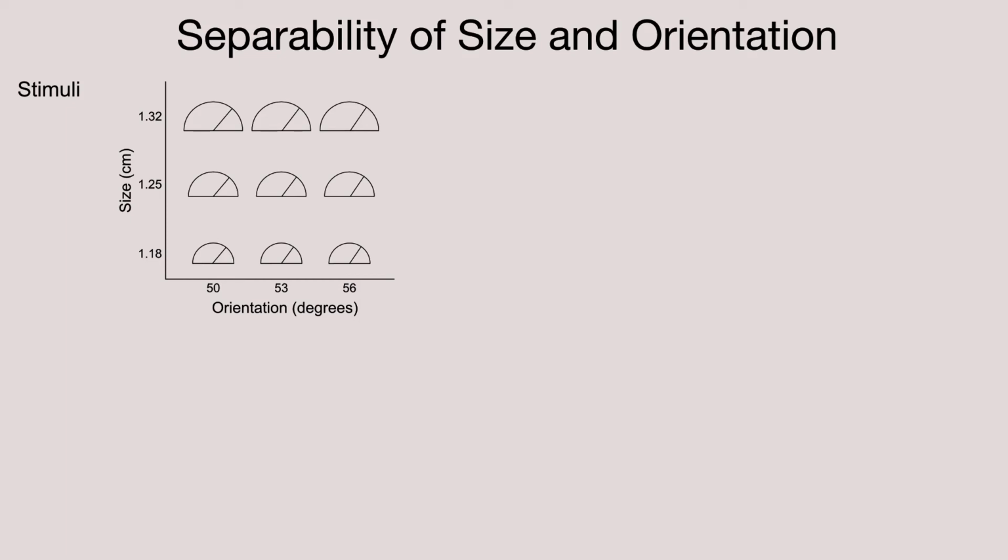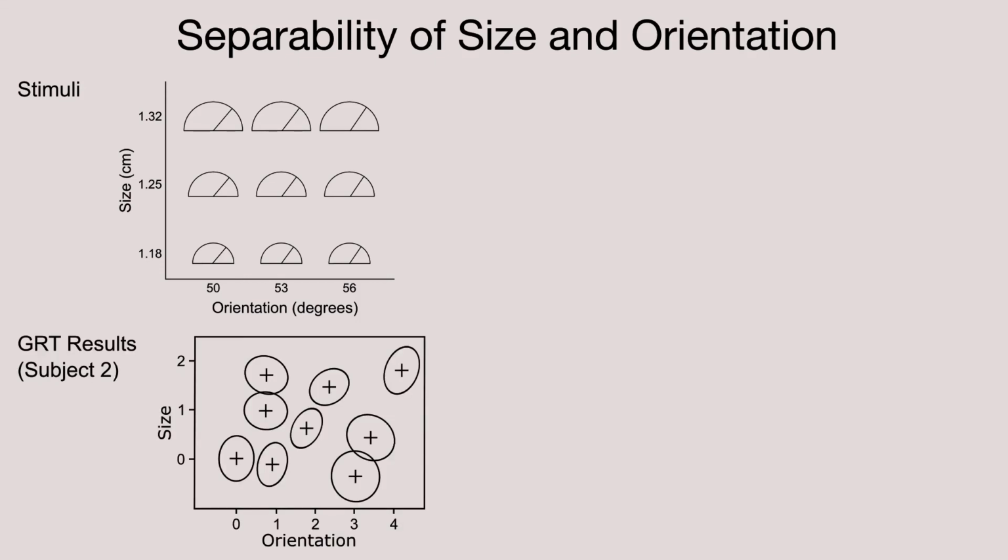Participants were asked to identify each of the stimuli shown in this image, and the responses were used to fit a GRT model. This figure reproduces the results found for one of the participants in the study, which are representative of other participants. Orientation was not separable from size; rather, it seems like larger stimuli looked more tilted to people. On the other hand, there was perceptual separability of size from orientation. This asymmetric pattern is puzzling because size and orientation are considered to be completely separable dimensions.